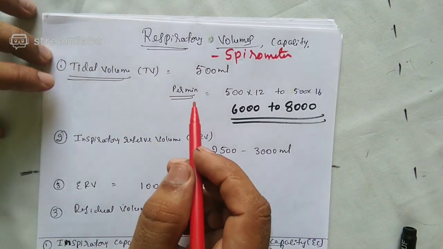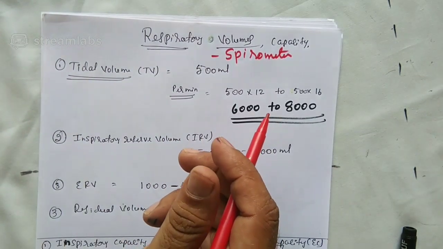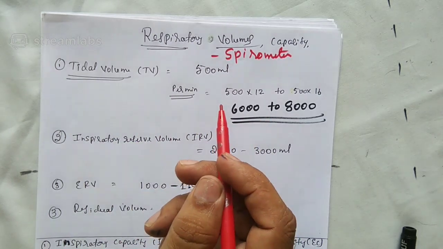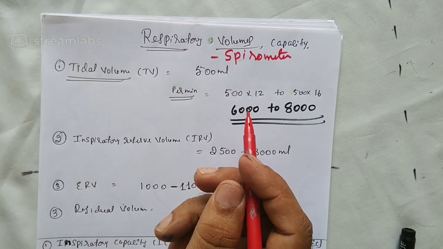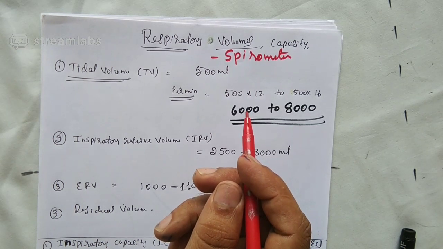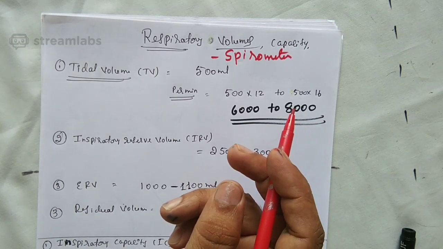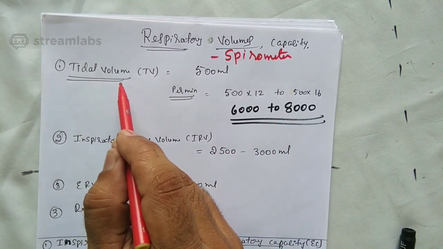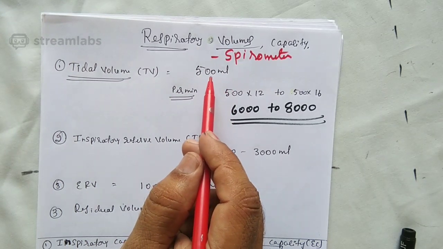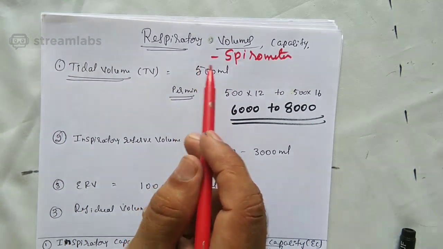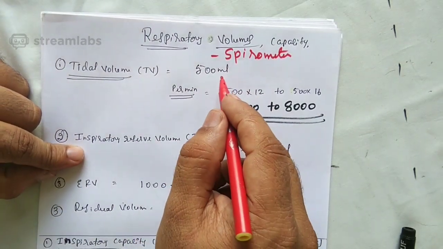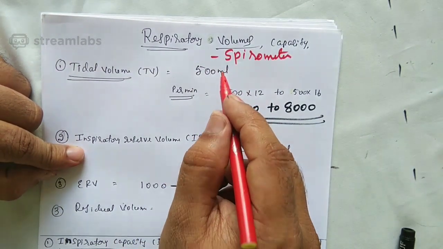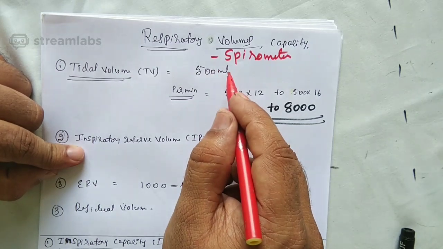Respiratory volumes are of different types. This is a very important area for competitive exams. Tidal volume. What's tidal volume? The volume of air a person can inspire or expire during normal respiration. Means normally when you inspire and expire, it is called tidal volume. How much is it? 500 ml. That means you are inspiring 500 ml, expiring also 500 ml. And this 500 ml, is it per minute? No, it's per inspiration, per expiration.